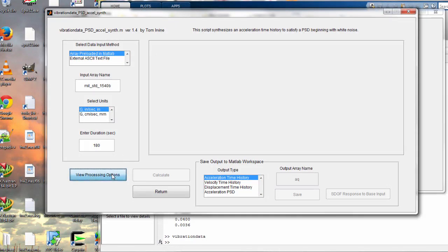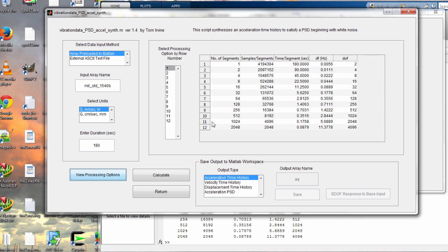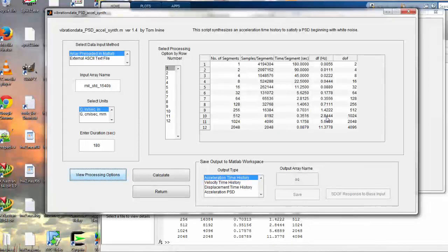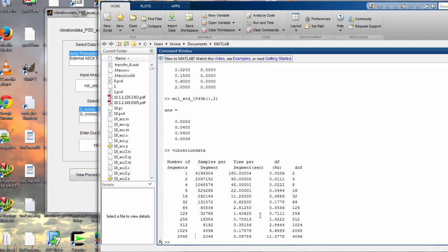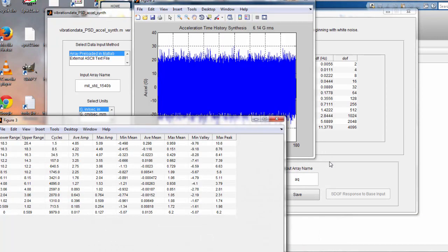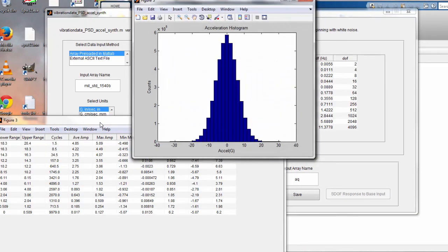So let's view our processing options. We're going to go with choice 10 here. We have plenty of statistical degrees of freedom, and our delta F is going to be about 2.8 hertz. So let's calculate.